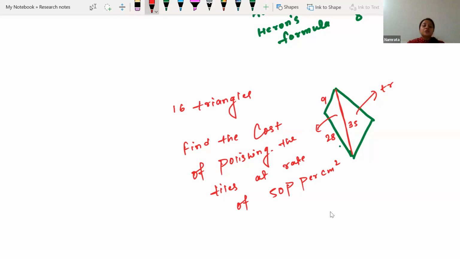If you look at this, the unit is indicating that we have to find the area first, the area of one triangle. Easily we will be able to find the area of one triangle by Heron's formula, because all three sides we already have in hand. So a plus b plus c by 2, that will be 9 plus 28 plus 35 over 2. Let me check what exactly we'll be getting from here.